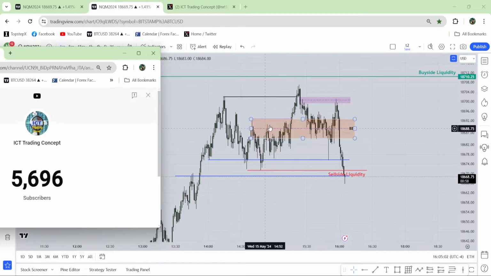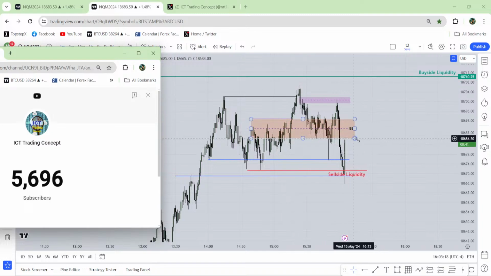Except this breaker block, and as I told you, if you want to take that breaker block entry, when the market goes above this high, you either have to take the partial or put a stop loss at break even. If it goes for that buy side liquidity now, I will kill the market.